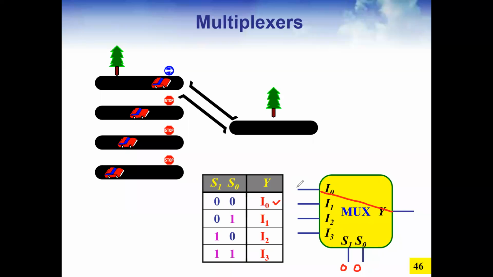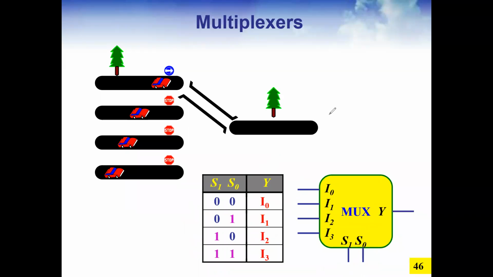Why am I not writing it as 1 and 0? Because I don't know whether through I0 we are transferring 0 or 1. It is just a connection. It works as a switch. When S1 and S0 are both 0, 0, Y will be I0. If it is 0, 1, Y will be I1, meaning it will be connected. 1, 0, I2. 1, 1, I3. So is the truth table clear to all of you?